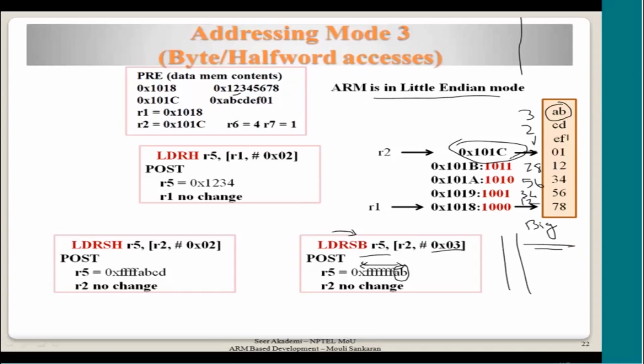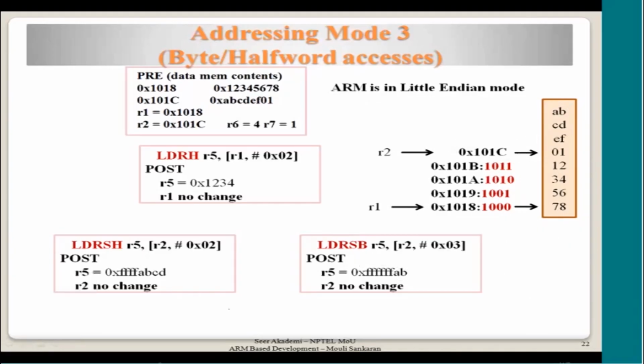But you should be aware if there is a big endian mode, how the memory will be configured, and then when you execute this instruction, it will pick different values because it is stored in a different order in the memory. Please remember, big endian and little endian has something to do with the way it is stored in the memory.